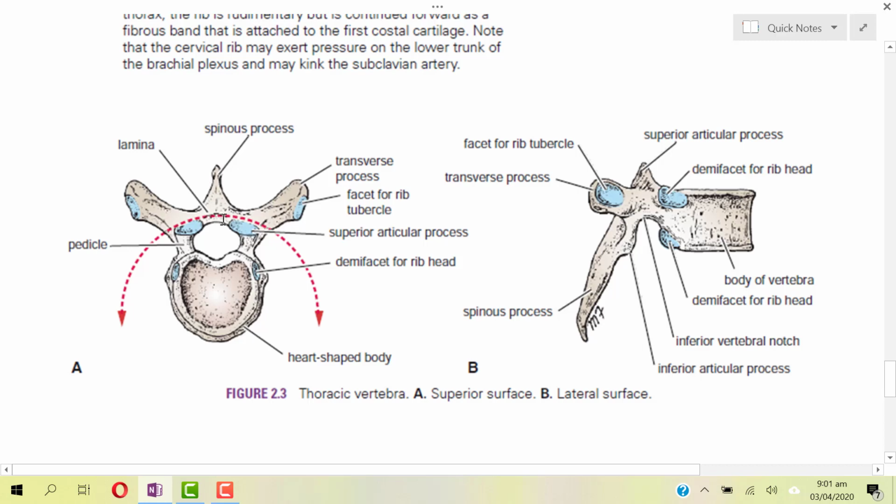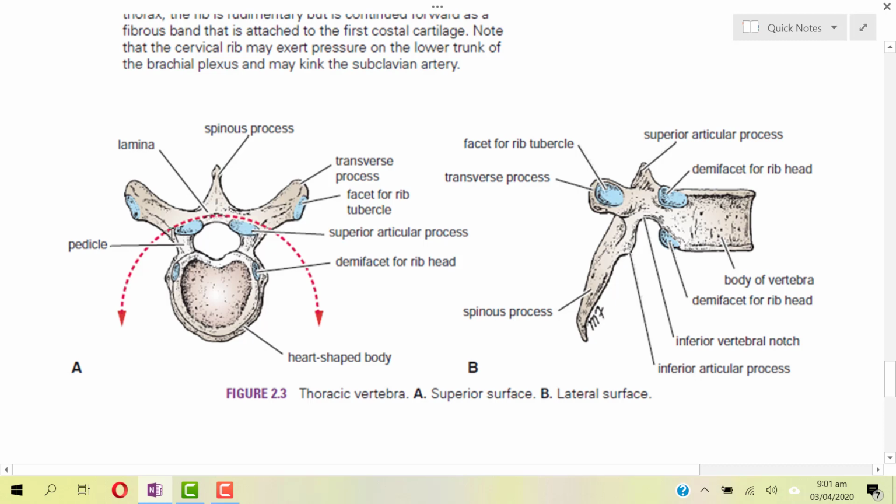The spinous process is present at the junction of 2 lamina. The transverse processes are present at the junction of pedicle and lamina. Here also, on the left side, it will be present in between the pedicle and lamina. So there are two transverse processes and one spinous process in every vertebra.